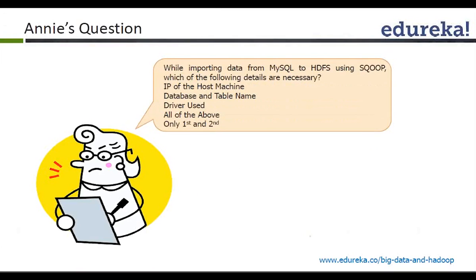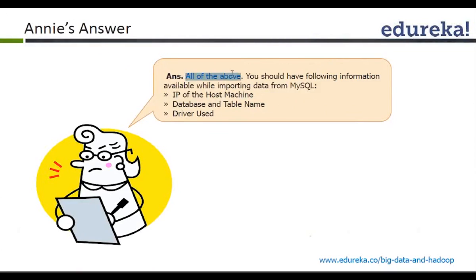Whenever you are trying to import data from MySQL to HDFS using Sqoop, what are the things that you might need? Do you need all of the above, that is the IP address, database, and the table name, or only the IP address and the database? I know you haven't worked on Sqoop, but this is just to make you think about something that I have said earlier. The right answer is all of the above. Whenever you are connecting to a database, you need all of the above, friends. The IP, of course, I would need because that will be a part of the connection string. The database name would also be a part of the connection string, and then you would need the driver.